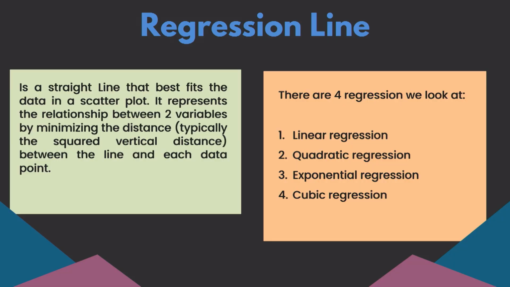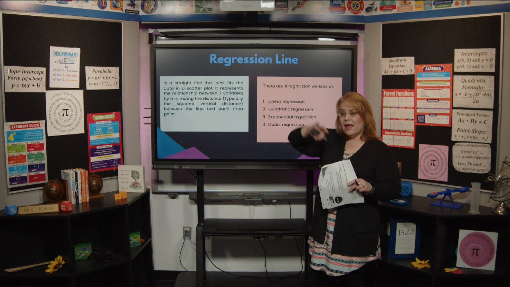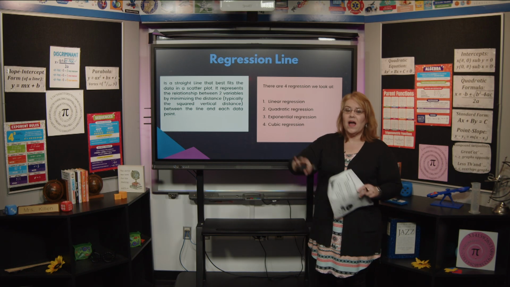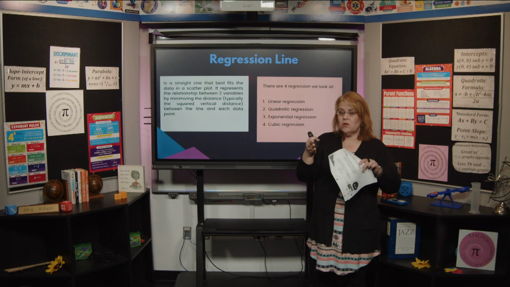Now, our regression line is a straight line that best fits the data in a scatter plot like those that I drew. It represents the relationship between the two variables by minimizing the distance, typically the squared vertical distance, between the line and each data point. So you're looking at the line that comes down or goes up to show the way of the scatter plot, and then the distance from those different points to that line.